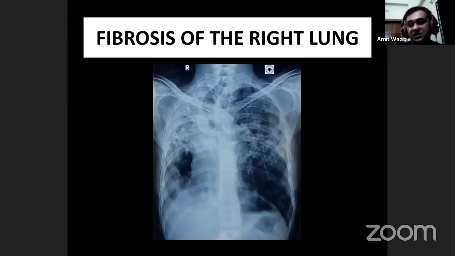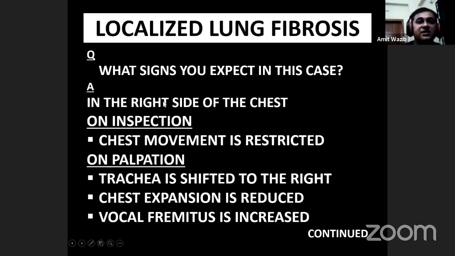But the difference is in consolidation, the trachea is always central. But here, the trachea will be shifted towards the lesion. That means if you examine this patient, you will find the following things in the right side. That is, on inspection, the movement will be restricted. On palpation, the chest expansion will be reduced. The trachea will be shifted towards the right. The vocal fremitus will be increased, just like consolidation.